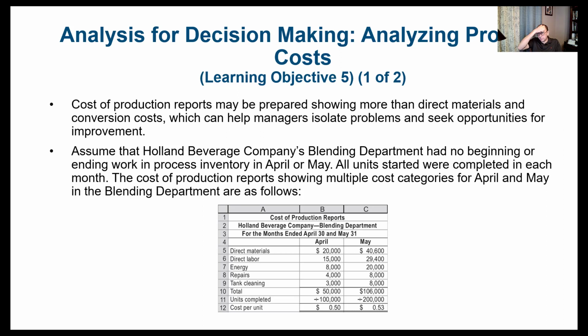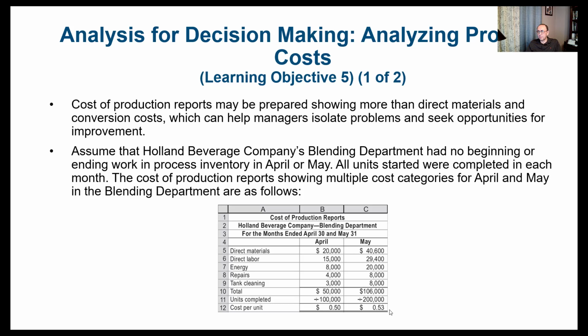So assume we have this beverage company called Holland Beverage Company. The blending department had no beginning or ending work in process inventory in April or May. So whatever they produce, they just get out. All units started were completed in each month. The cost of production reports showing multiple cost categories for April and May in the blending department are as follows. So we have material, labor, energy, repairs, tank cleaning, and then the total, the units completed, and then the cost per unit. You can see that the cost per unit was 50 cents in total, and now it's 53 cents.